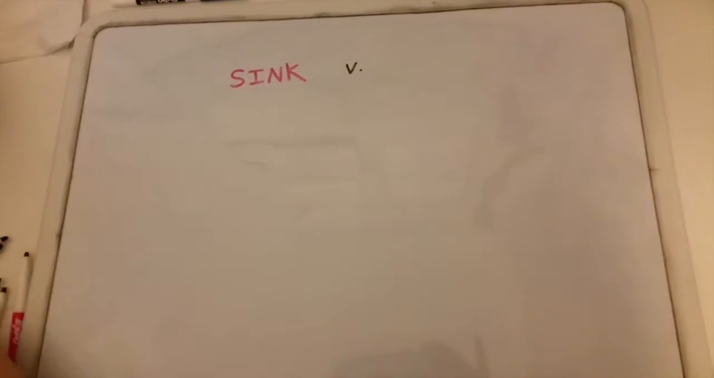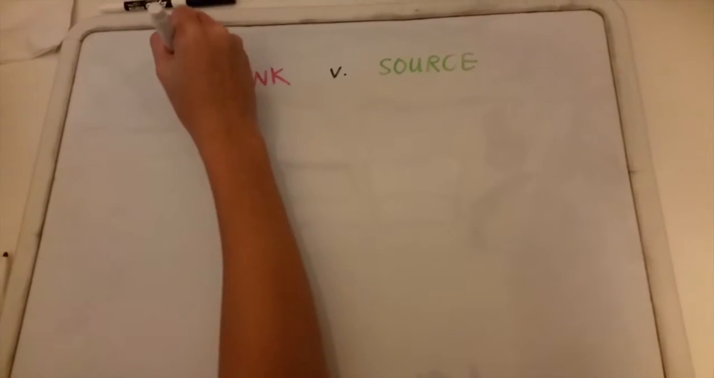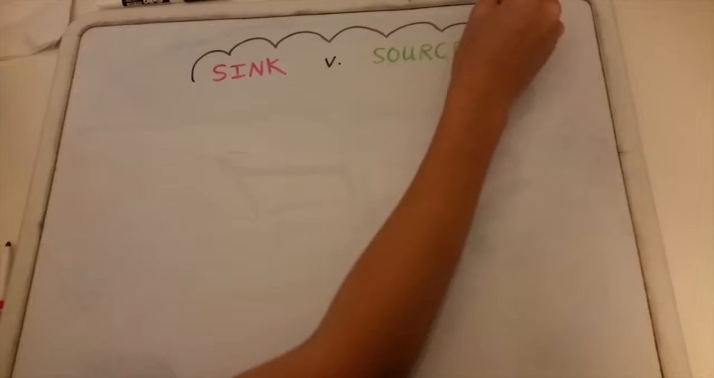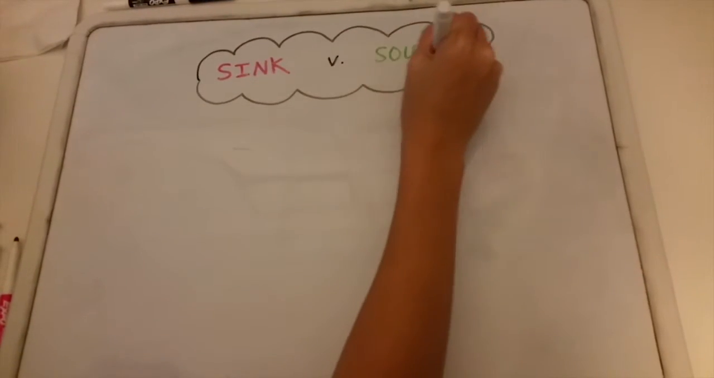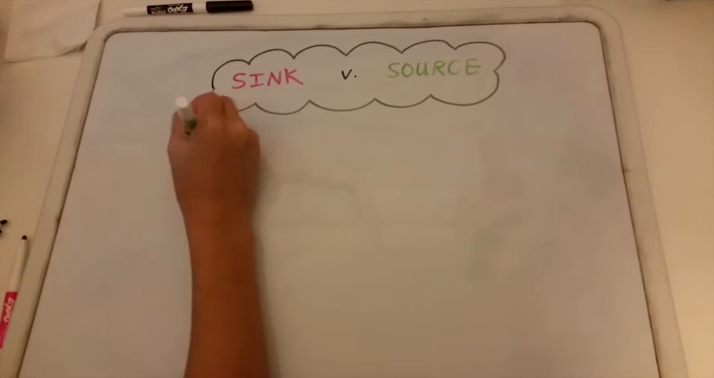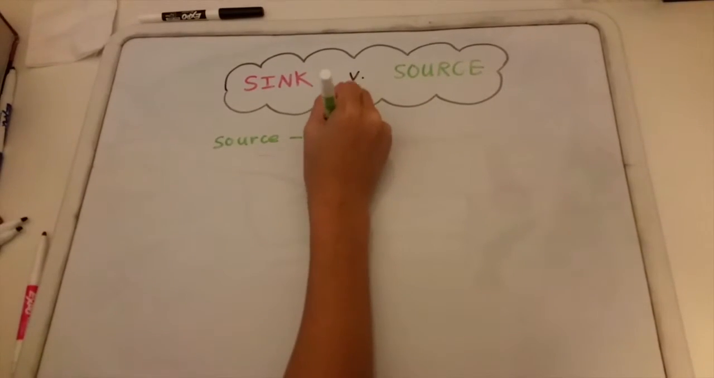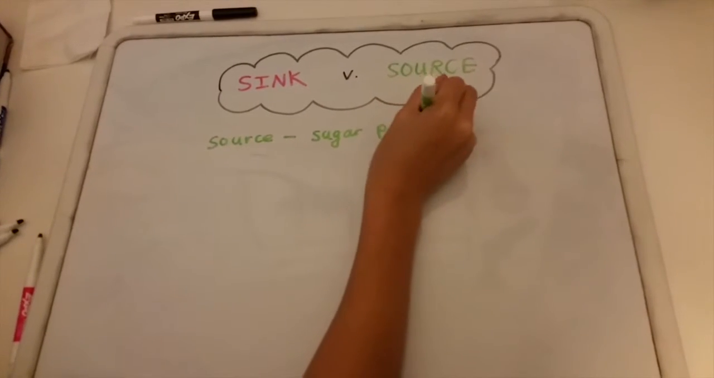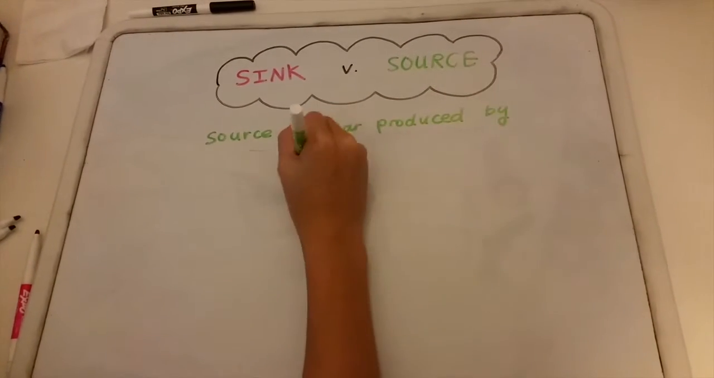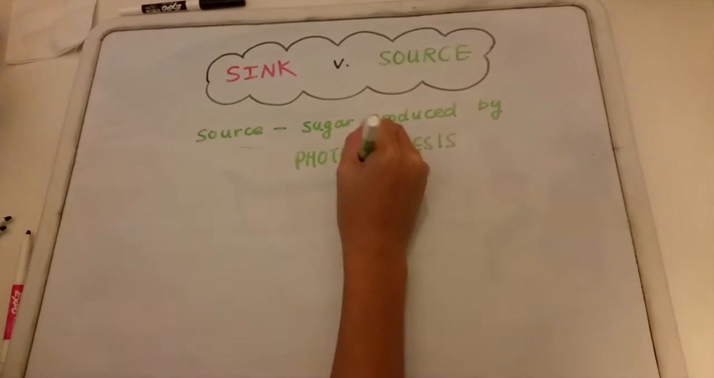Our last topic is sinks and sources of sugar. A sugar source is a plant organ, such as mature leaves, in which sugar is being produced by either photosynthesis or the breakdown of starch.